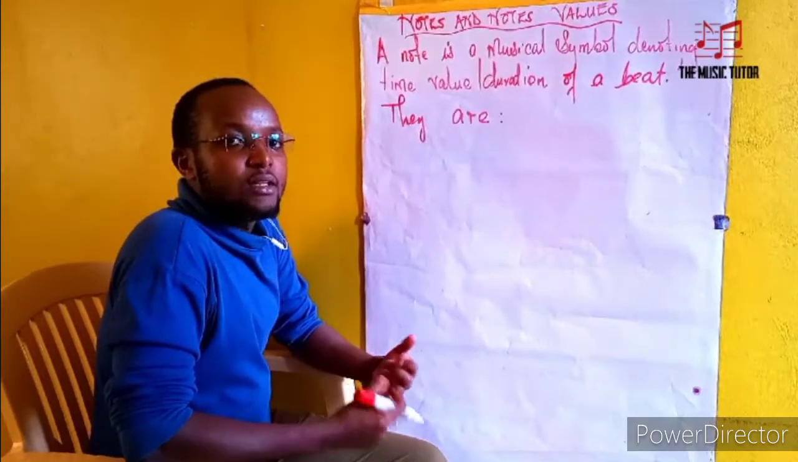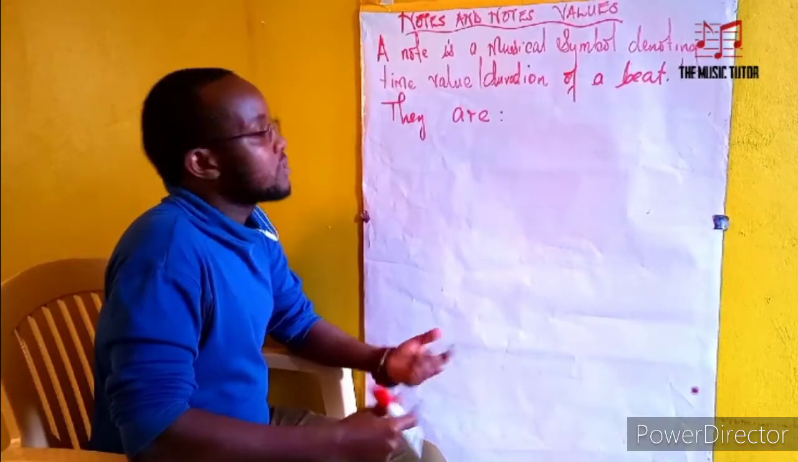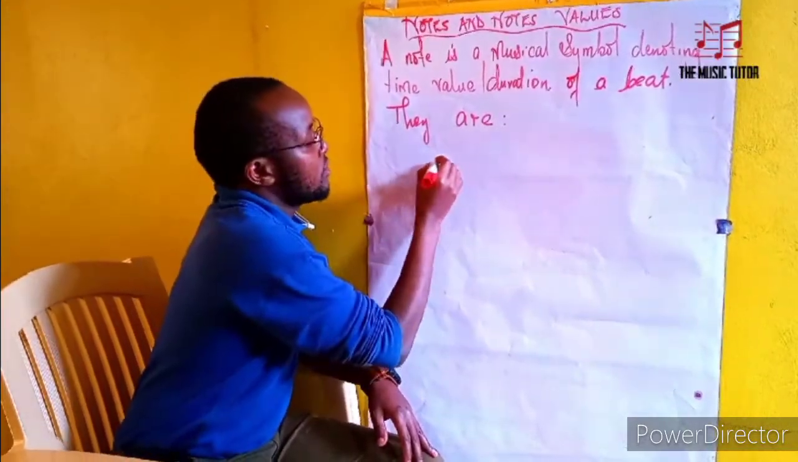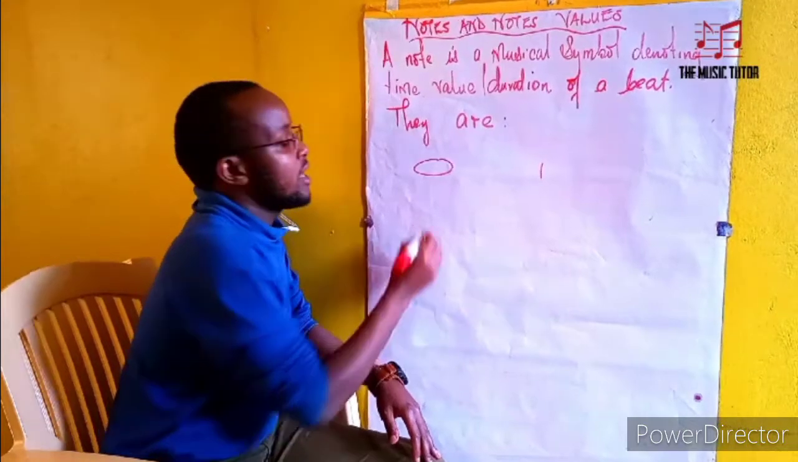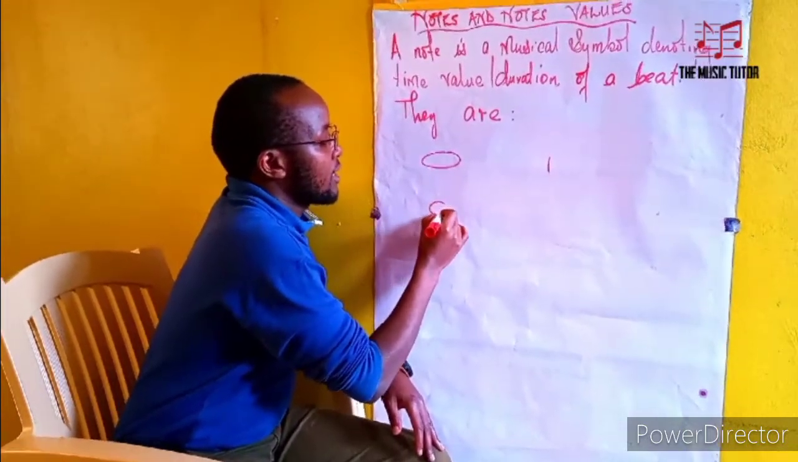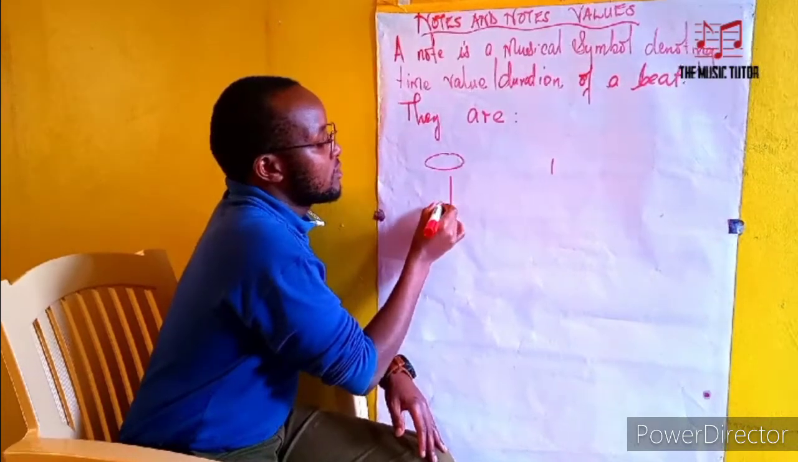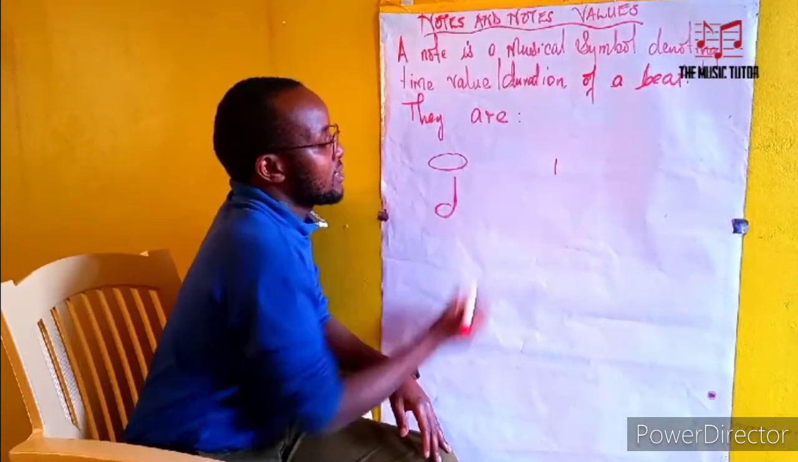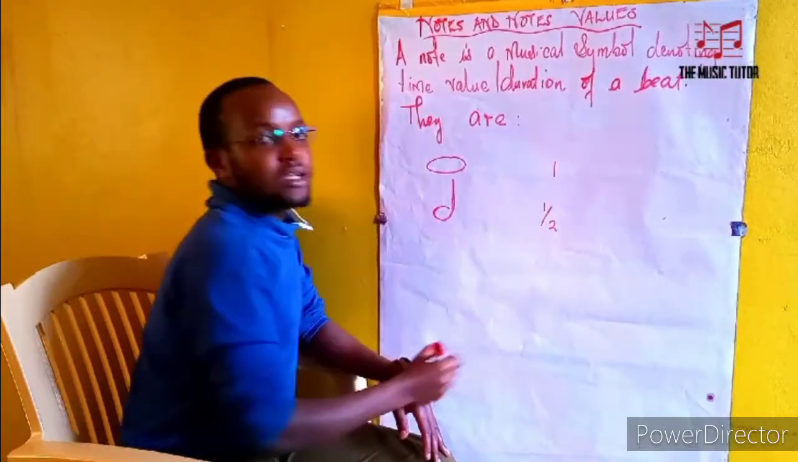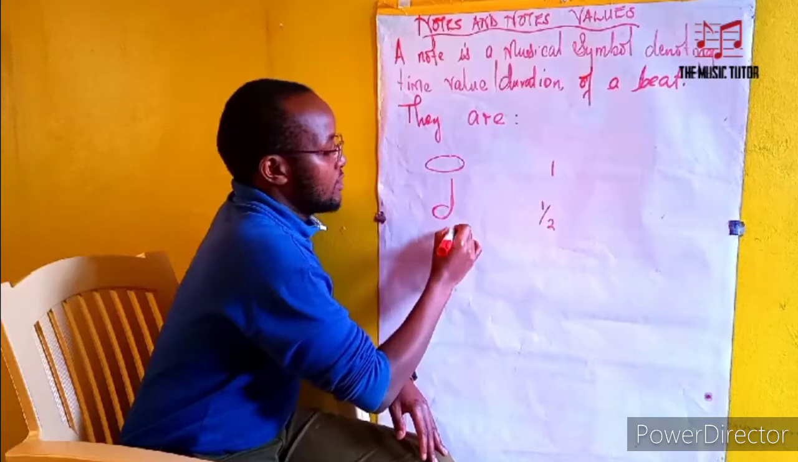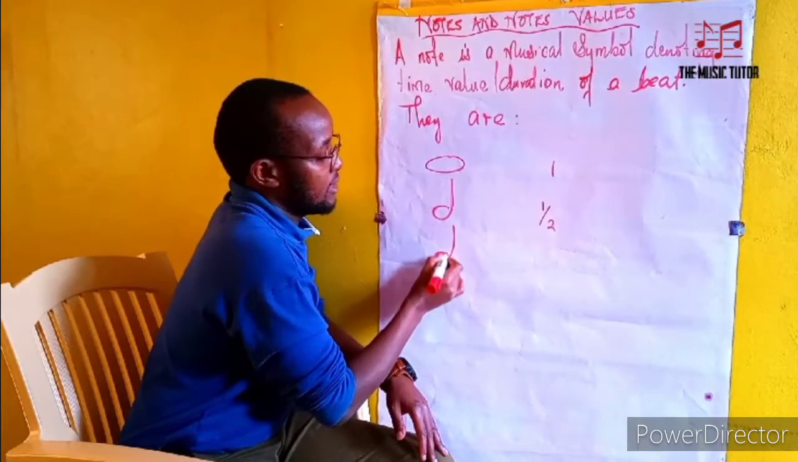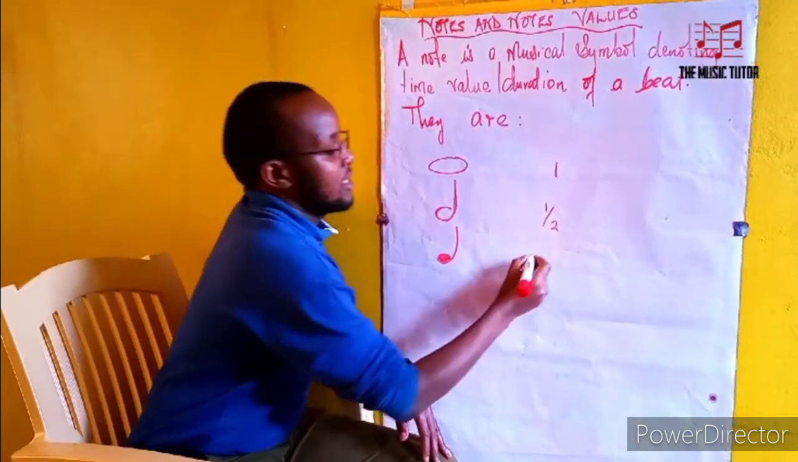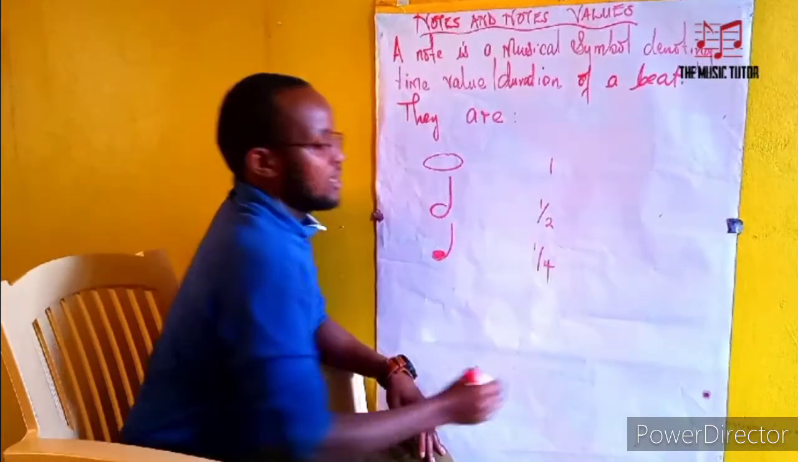Now we learn how to write the note symbols. So we draw them this way. A whole note, you draw an oval shape. This is a whole note. Half a note, you draw a club. You draw the structure of a club that way. This is a half note. The quarter note, you draw a club, but you shade the head. This is a quarter note.